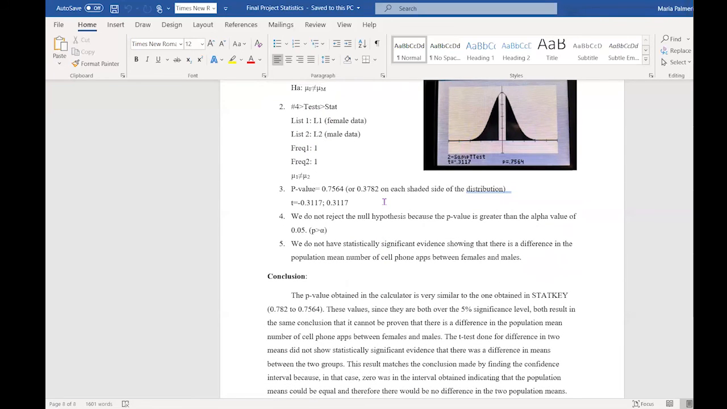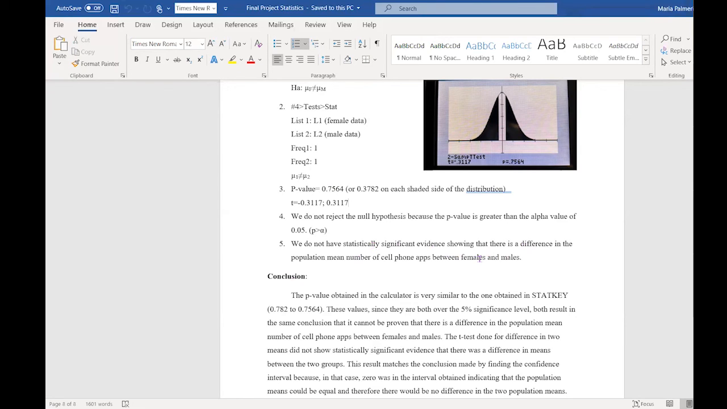And in this case, I had a high p-value of this 0.75 number. So when we have that high p-value, we know that we don't reject H0. Only when p is low do we reject H0. So this is saying that we do not have statistically significant evidence showing that there's a difference in the population mean between your two groups.